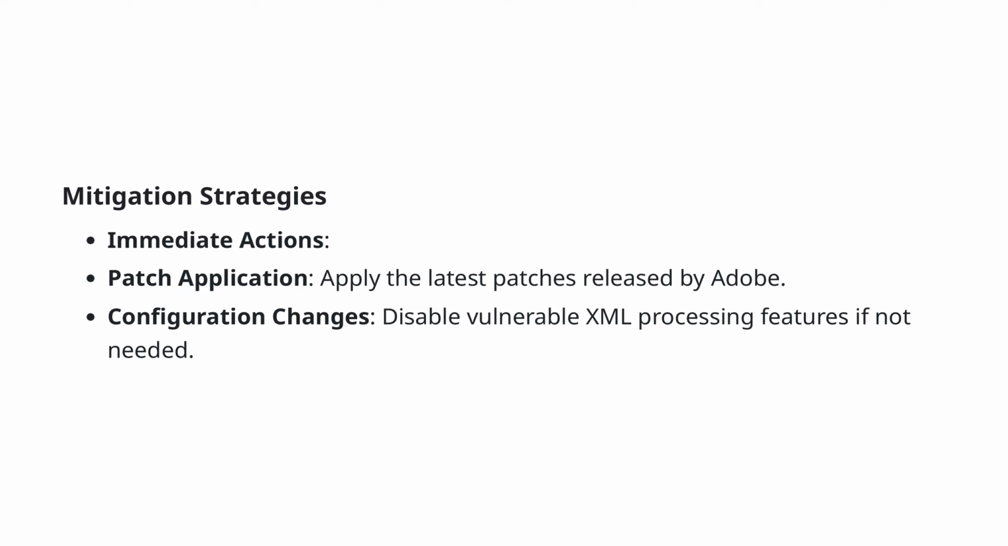Keeping your software up to date is crucial, as these patches often contain fixes for known vulnerabilities. Additionally, consider making configuration changes to disable vulnerable XML processing features if they are not needed in your environment. This can prevent attacks that exploit these features. By implementing these immediate actions, you can significantly reduce the chances of an attack exploiting the detected vulnerabilities.